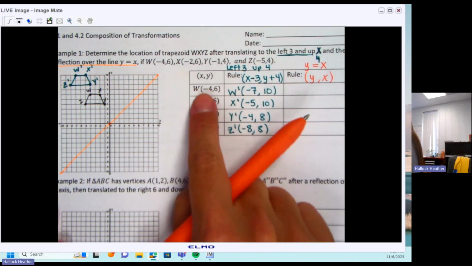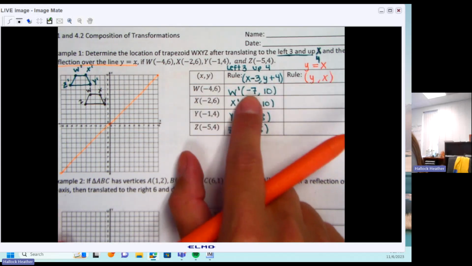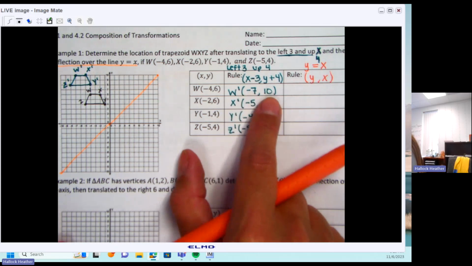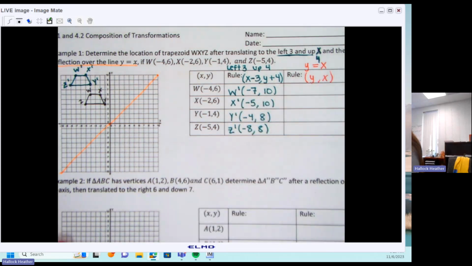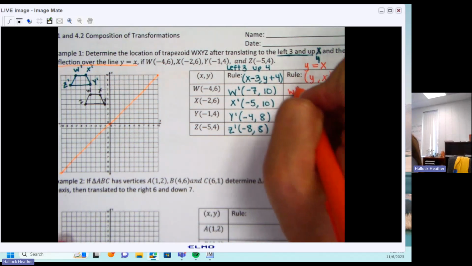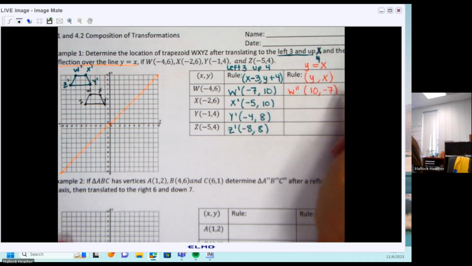So I'm not going to use the original W. I'm going to use the new W I just made. So W prime was at negative 7, 10. All I'm doing for W double prime is switching the coordinate point. So W double prime is going to be at 10, negative 7. It is Christmas time.